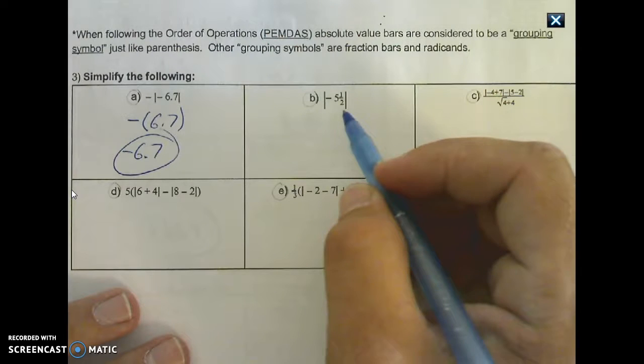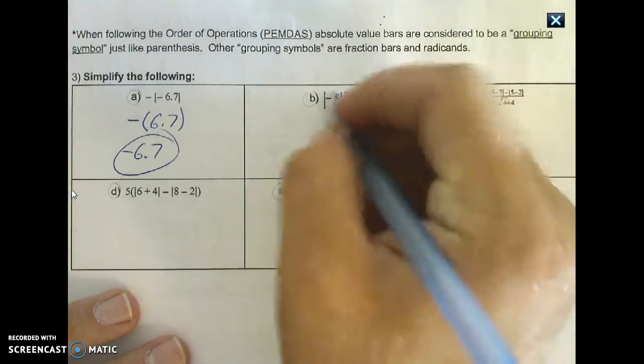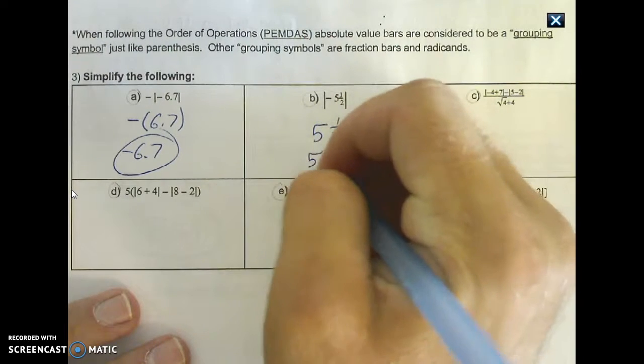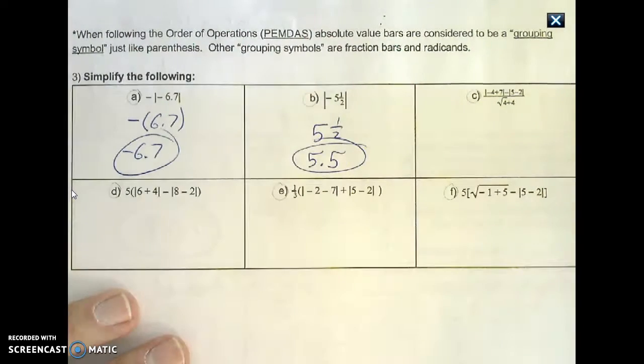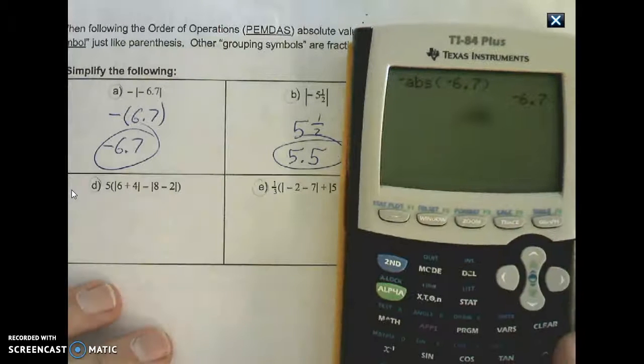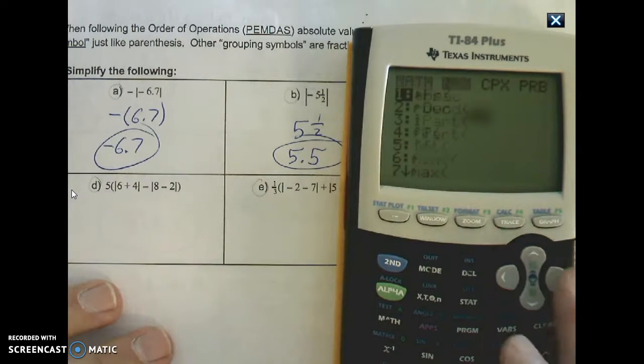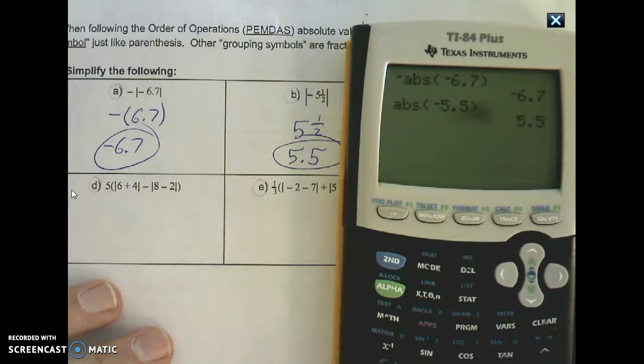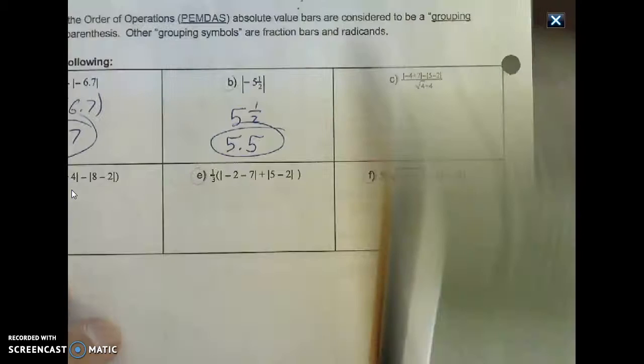Absolute value of negative 5.5. Well, absolute value of a negative turns to positive, so it's just regular 5.5. Please put down 5.5 because it just makes me happier. I don't like mixed numbers. Absolute value, math, to the right one, ABS, negative 5.5, boom, positive 5.5. Okay, nice, right?